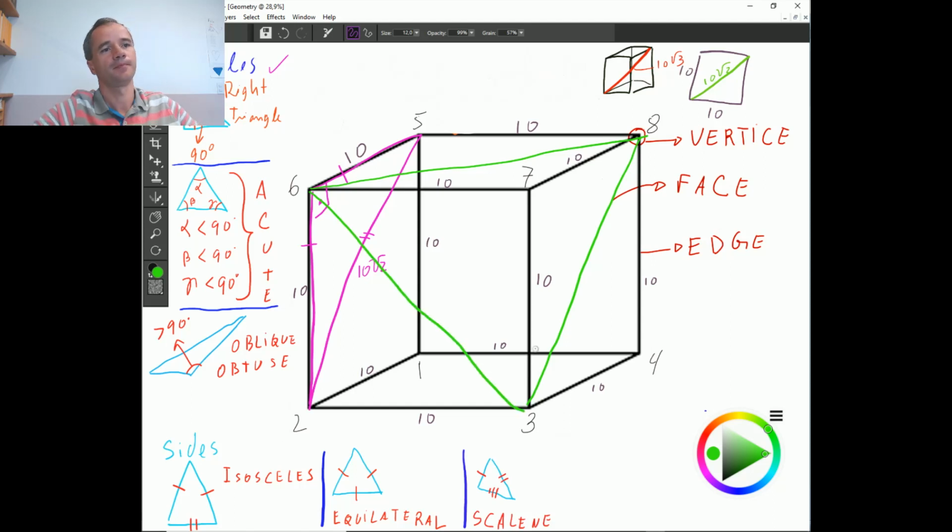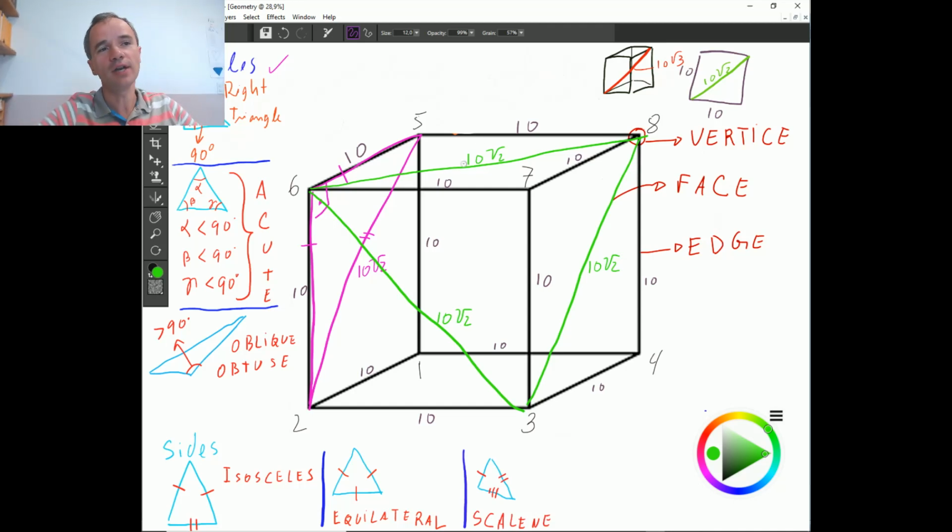You see this triangle 6, 8, 3. This has all sides 10 square root of 2. Why? Because it is all the face diagonals, and because the face is a square, everybody is going to be 10 square root of 2. So you have to memorize. There is no other way around. You have to remember that the diagonal of the square is the side square root of 2.